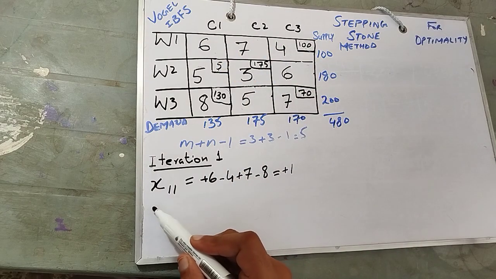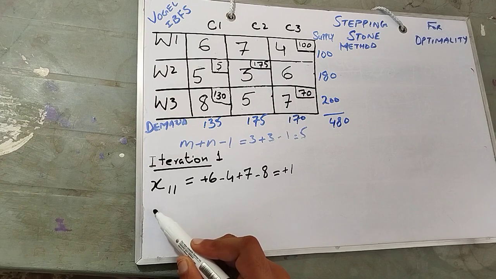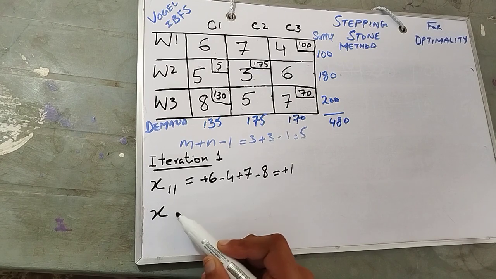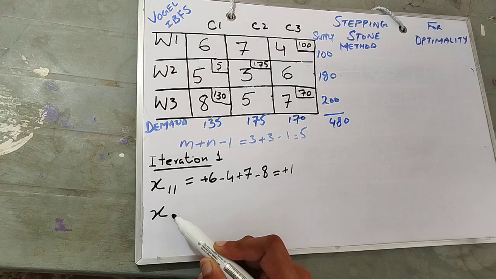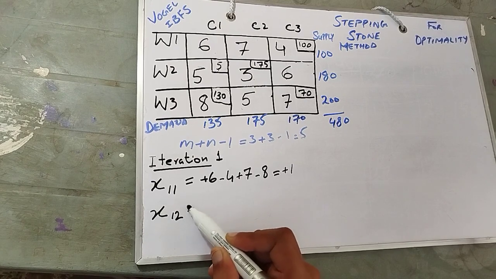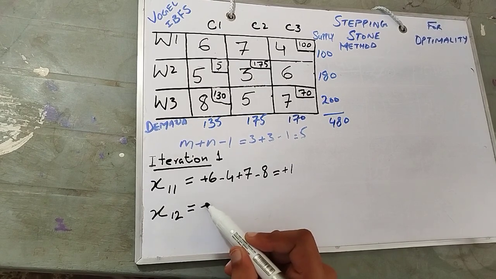Now let's move ahead towards the 7, and 7 is x1,2, so plus 7.